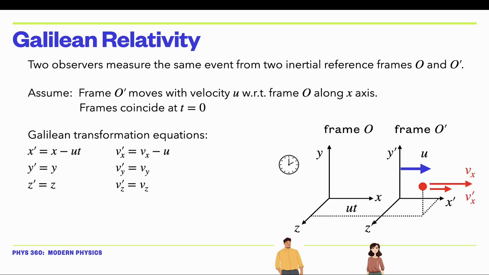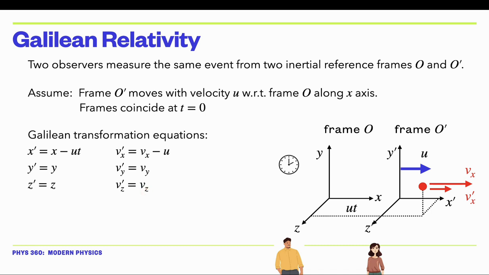So we can derive a set of velocity transformation equations by just differentiating our original equations. So vx prime is just going to be the time derivative of x prime. That is the time derivative of x, minus the time derivative of ut. Since u is a constant, the time derivative of ut will just be u. Similarly, vy prime will just be vy, and vz prime will just be vz.